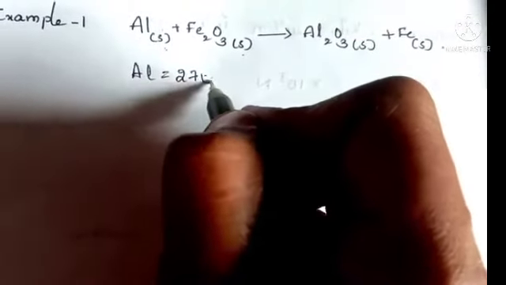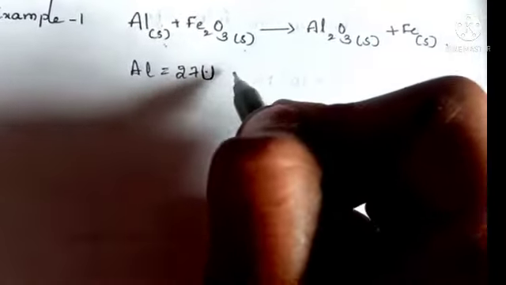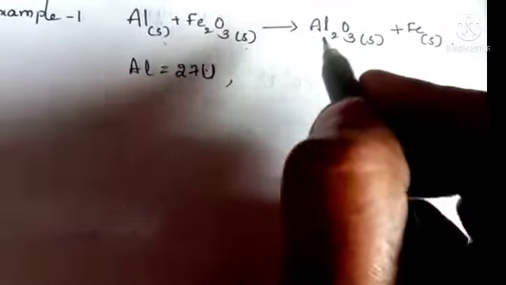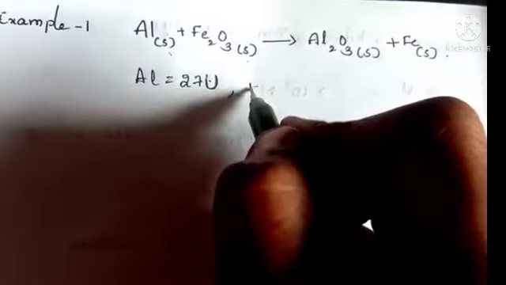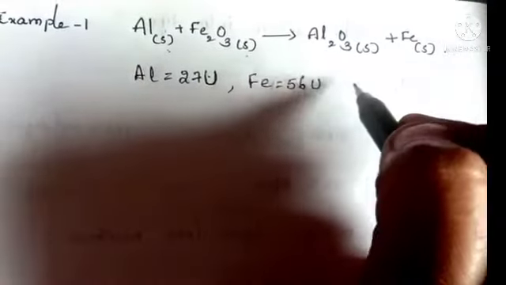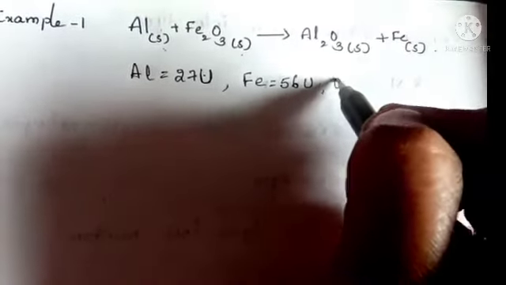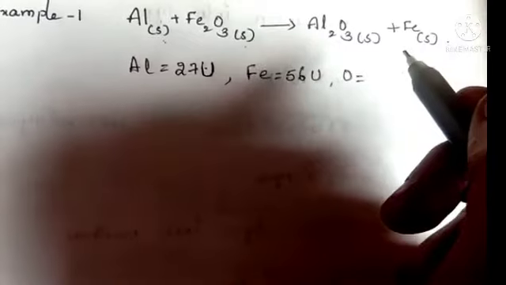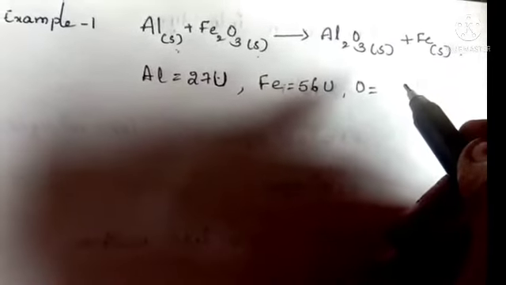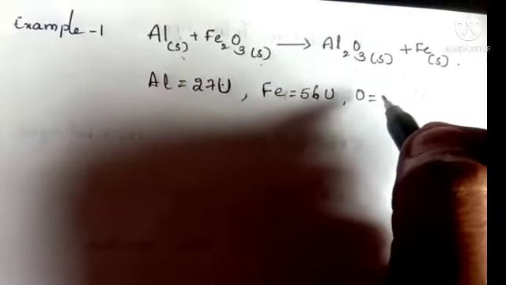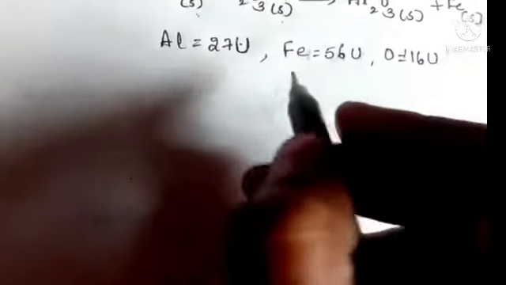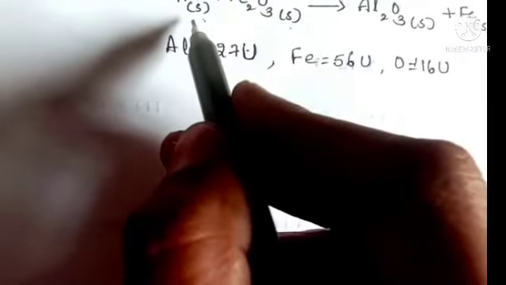We use unified mass, with capital U, for aluminium. The next one is ferrous. Ferrous atomic mass equals 56 unified mass. The next one is oxygen. We know that the oxygen atomic number is 8, and its atomic mass is 16 unified mass. Then first balance this equation.